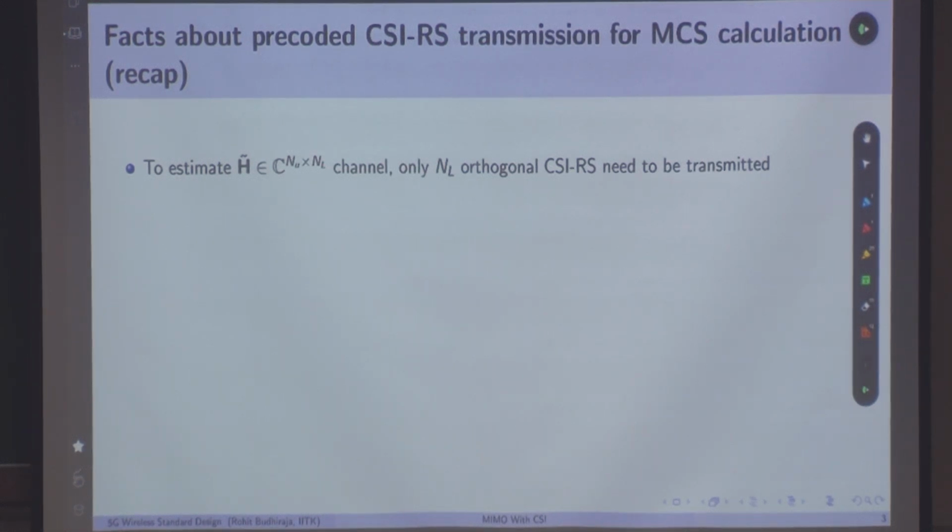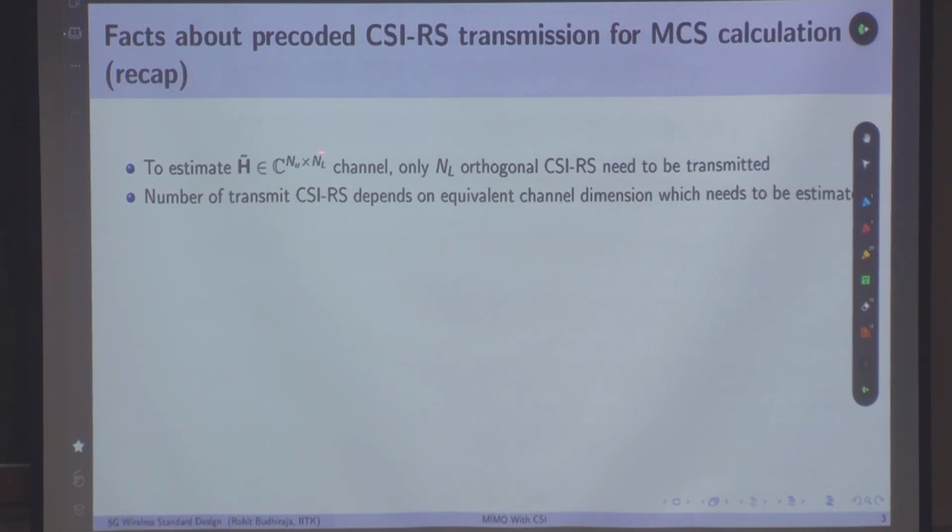If NL is 1, it is a 2 cross 1 channel. If NL is 2, it is a 2 cross 2 channel, not 2 cross NT, where the number of transmit antennas is very large but the number of layers is very small. That is how the precoder is also helping you in reducing the dimension of the precoded channel. And what we learned was, in order to estimate this H tilde, how many orthogonal CSIRS need to be transmitted? Only NL. We discussed that in detail, and we will use the same idea here also for the DMRS.